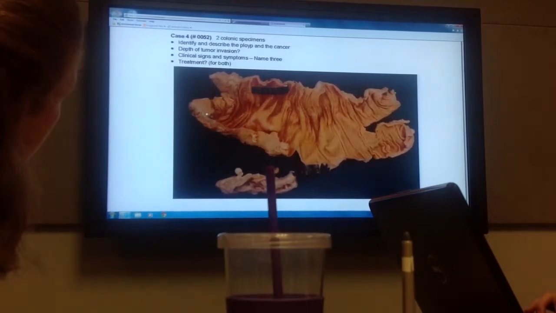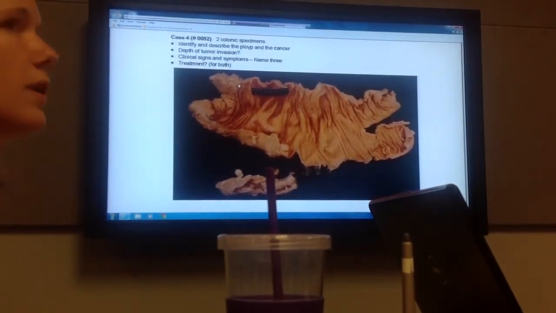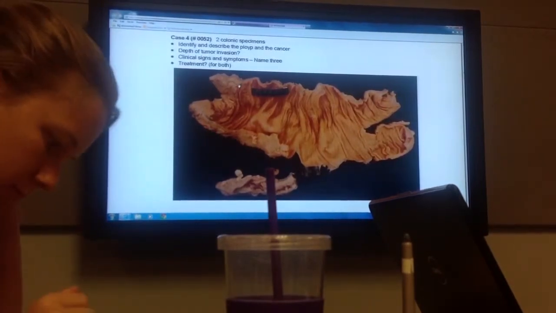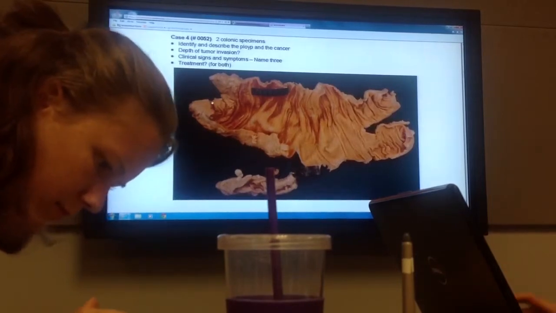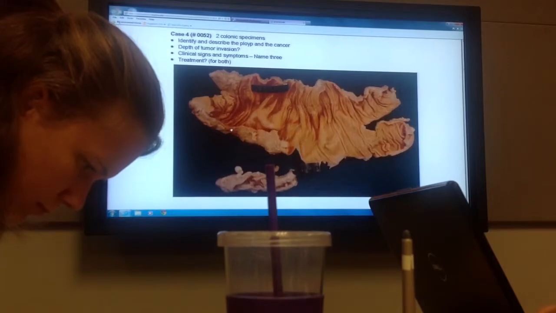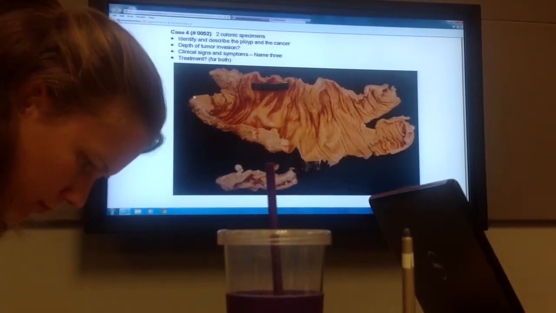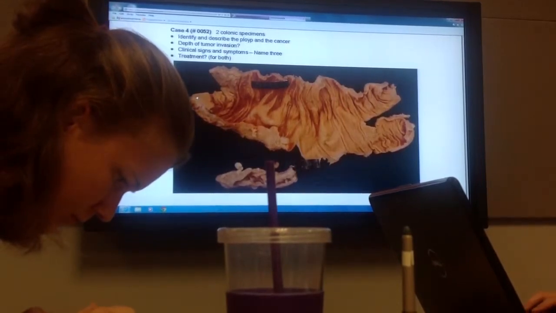So what is that thing? It looks like it's going through the entire wall. Do you think it's benign? No, it's tumor, right? Invasive adenocarcinoma. Okay. So the depth, it looks to me like it's all the way through the wall. And out here, see this outside covering? This is our serosal surface, and it's right up here. So that's a highly invasive malignancy.